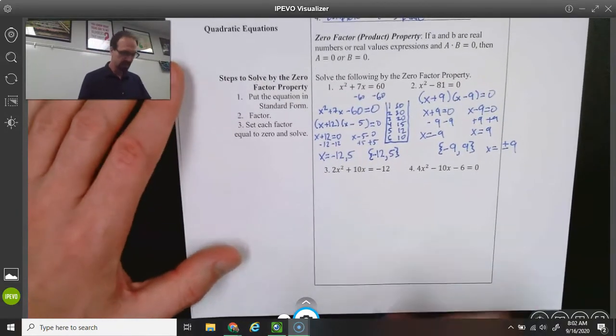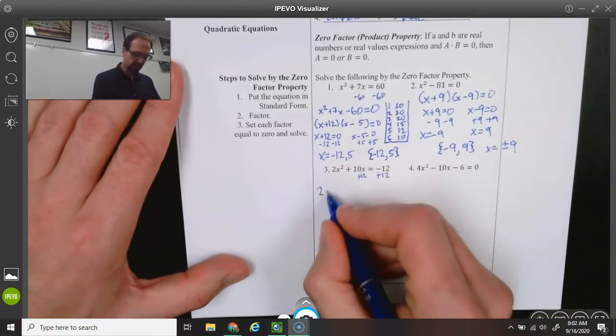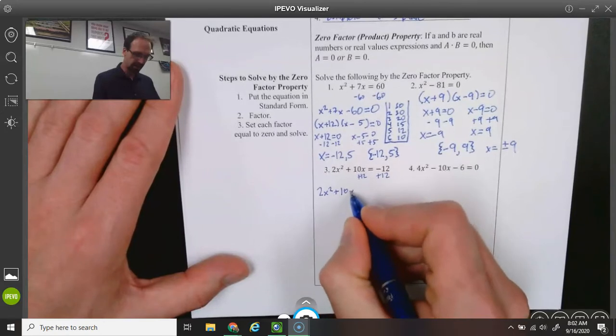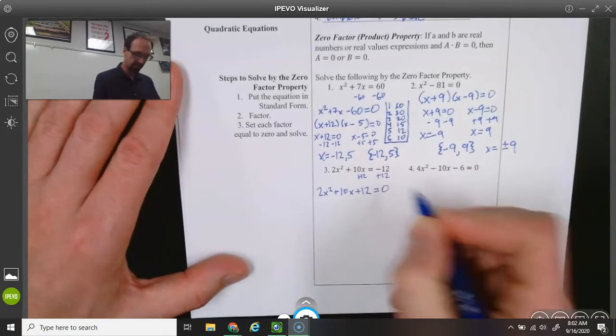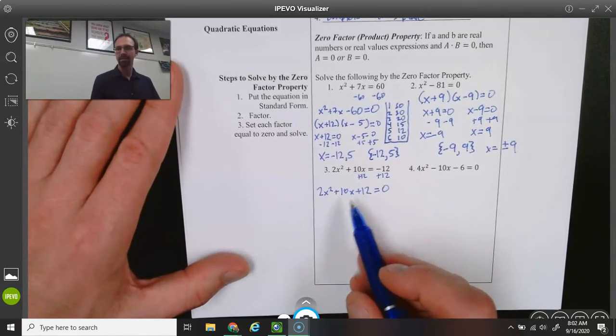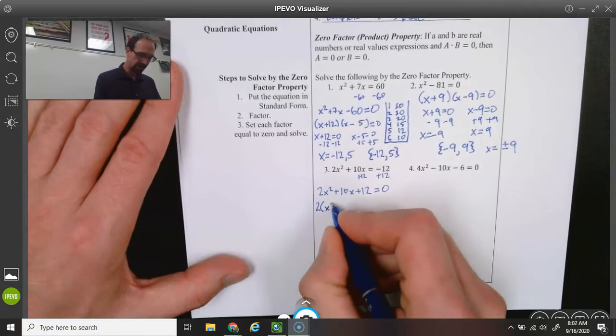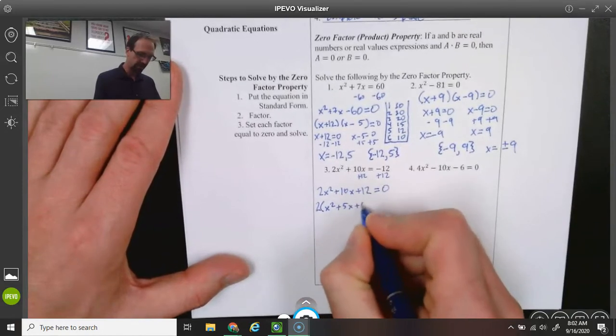Number 3, I need to add 12 on both sides. So I have 2x squared plus 10x plus 12 equals 0. For here, I see that all of these can be factored by 2, so I'm going to do that as well. So if I factor out a 2, I have 2x squared plus 5x plus 6.